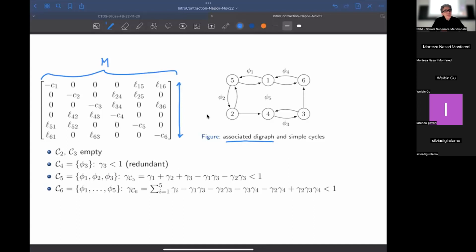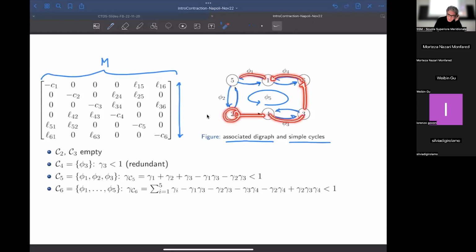Then on that digraph, I compute all of the simple directed cycles and I label them. For example, phi1 is the cycle from 1 to 5 and from 5 to 1. Phi4 is from 1 to 6 and from 6 to 1, and so on and so forth. So this is phi2, this is phi3, and I have one more, that's phi5, the one that goes all around. You see that there is a directed cycle that goes from 2 to 4, 4 to 3, 3 to 6, 6 to 1, 5, and so forth.